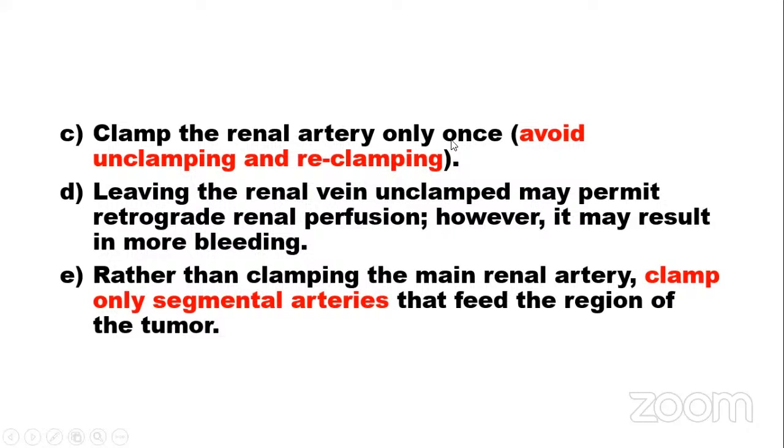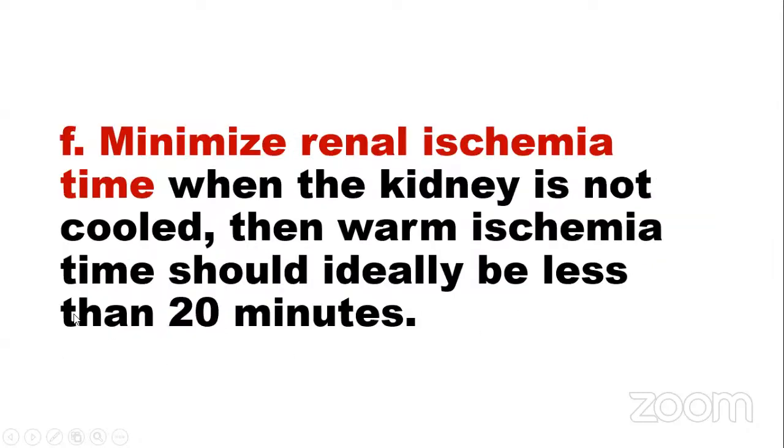Clamp the renal artery only, avoid unclamping and reclamping. So clamp once, not clamp and reclamp, leaving the renal vein. Unclamping may permit retrograde renal perfusion. However, it may result in more bleeding. Rather than clamping the main artery, clamp only a segment of the artery, then free the origin of the tumor.